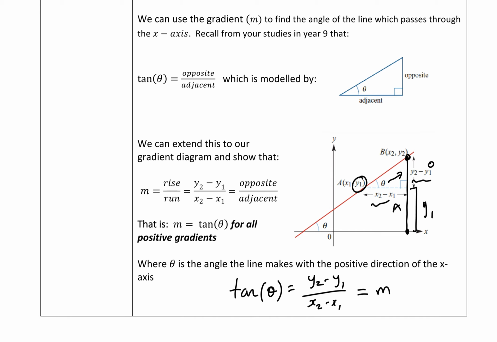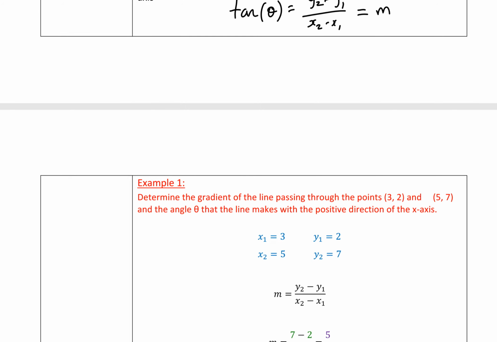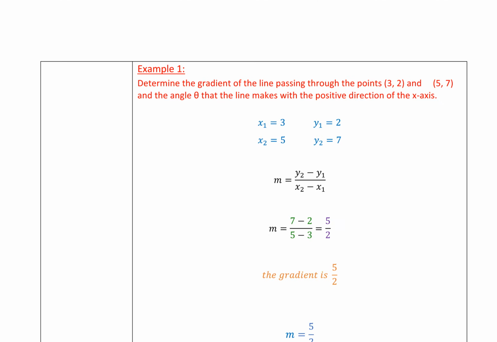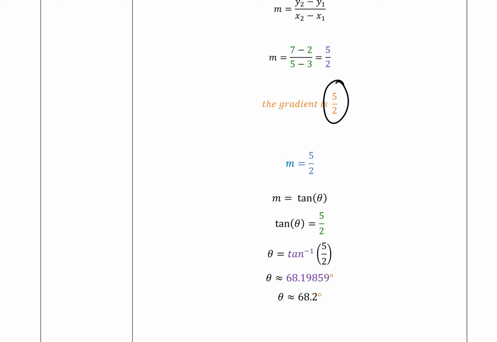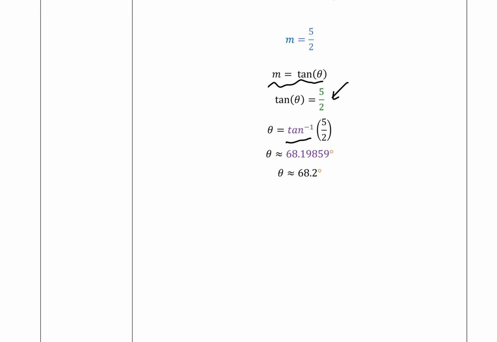If I want to find what angle it makes with the x-axis, I'd have to find its gradient and then do the arctan, or the inverse tan, of that gradient. So, determine the gradient of a line passing through (3, 2) and (5, 7), and the angle theta that it makes with the positive direction of the x-axis. Well, I found here that my gradient is 5 over 2. I think we can all do that. And if I use the fact that m equals tan theta, then tan theta is 5 over 2, and the inverse tan of 5 over 2 is 68.2 degrees.